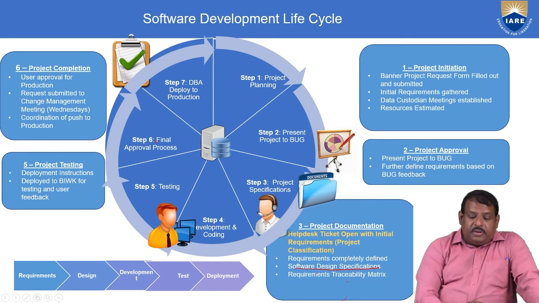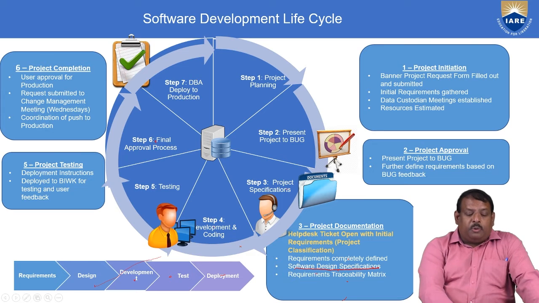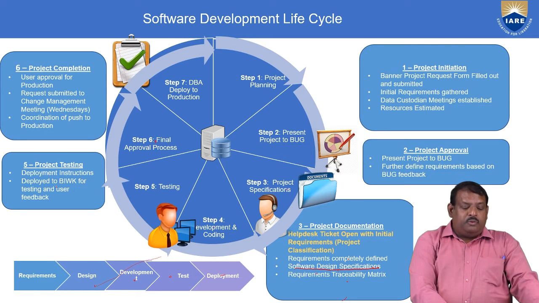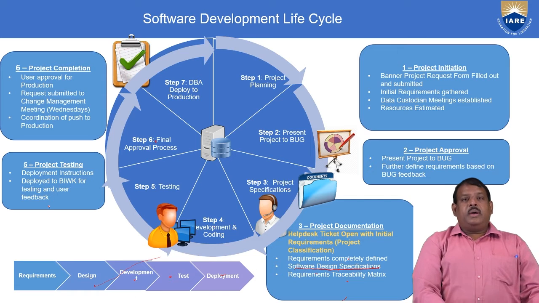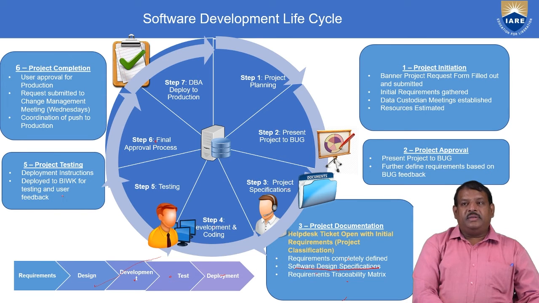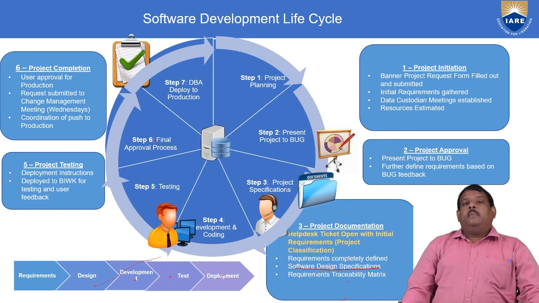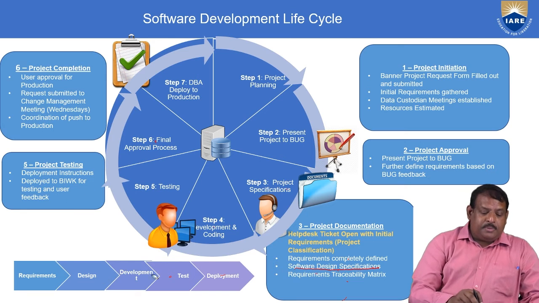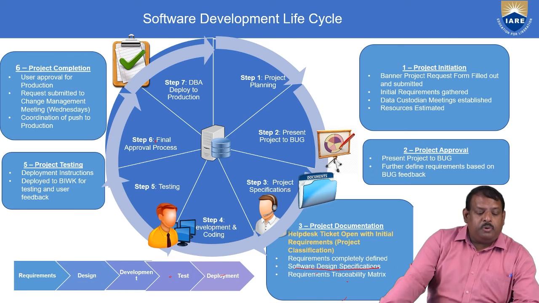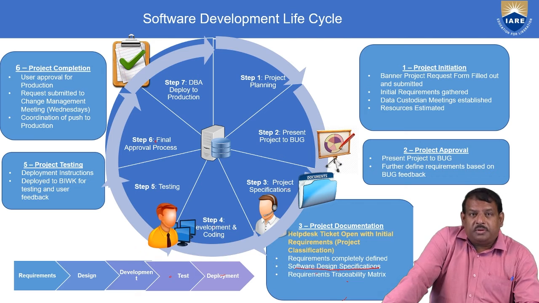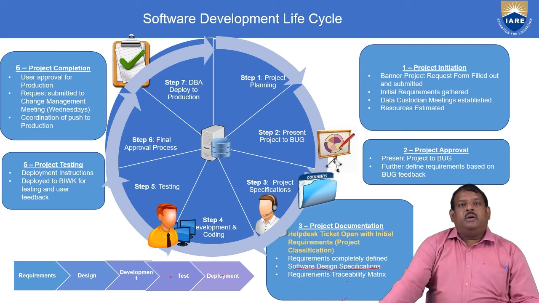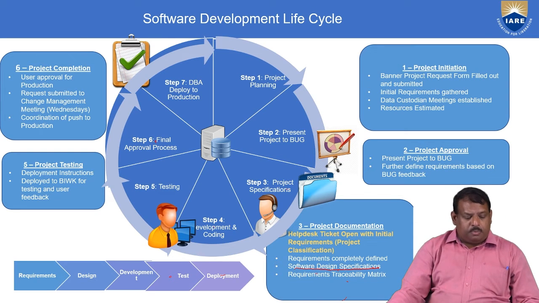Now here, the requirements are first gathered, then it is designed, then developed, then tested and deployed. In the project testing, deployment instruction, it is deployed for testing and user feedback. So at this phase, there is end user testing, and the actual user will be testing on beta data. Okay, and the last step is the project completion: the user approval for production, requested changes submitted for the change request meeting, and the coordination of the push to production.